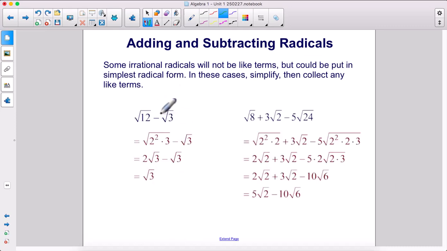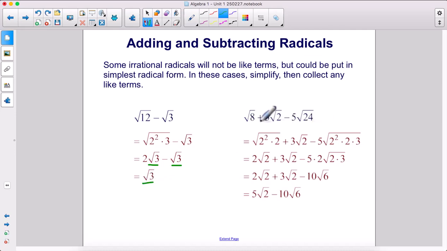In these cases, simplify, then collect any like terms. Square root of 12 minus the square root of 3. The square root of 12 can be rewritten as 2 times the square root of 3. Now you have like terms. 2 square roots of 3 minus 1 square root of 3 is 1 square root of 3.